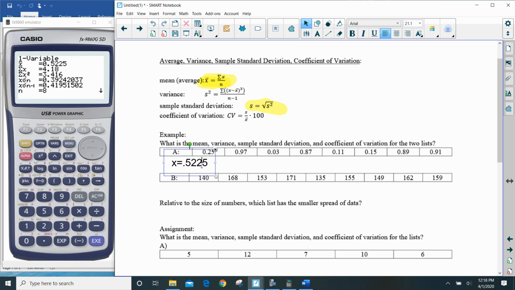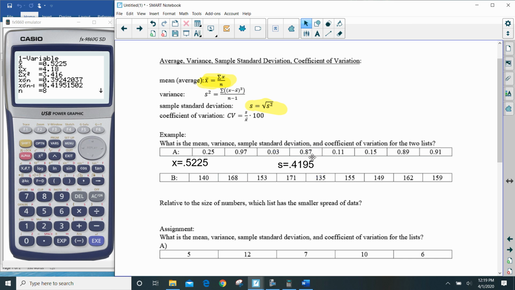And right now I see that my S, okay, is this one right down here. It's this sigma n minus 1. On your other calculator, it would be the SX. This is the S right here, this number right here. And so I see that the S in this situation is 0.4195. So that is S.